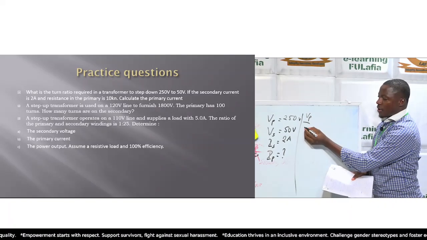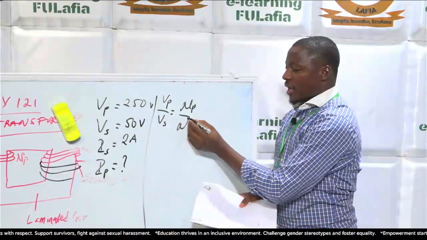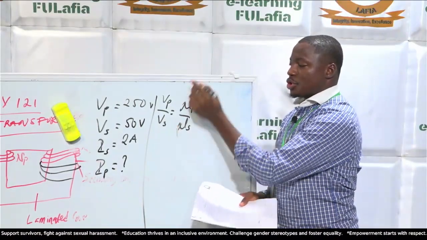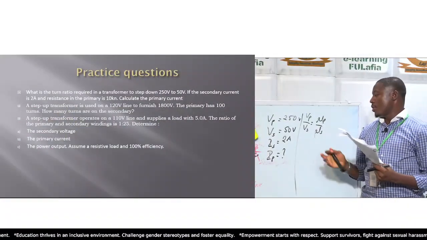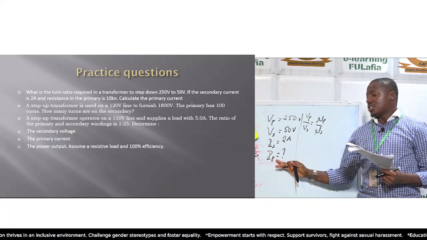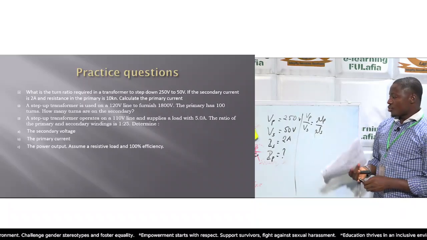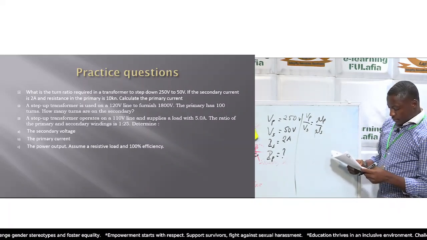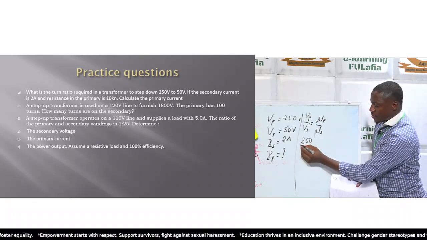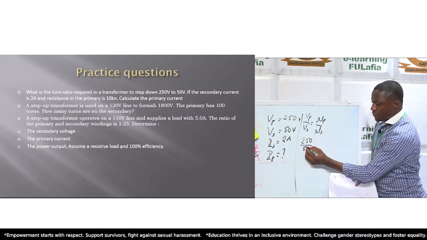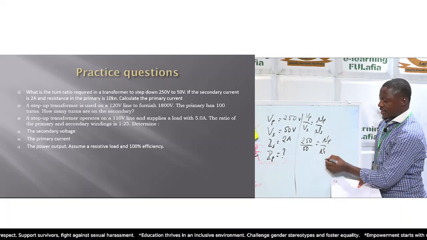VP over VS, which is equal to NP over NS. Remember, this is the turn ratio that they are asking you to calculate. No, that's the turn ratio, but they're asking you to calculate the current. So number one, once you are able to do this, VP over VS is 250 over 50, which is equal to NP over NS. Remember, this is a turn ratio.